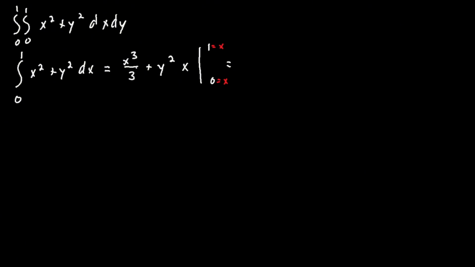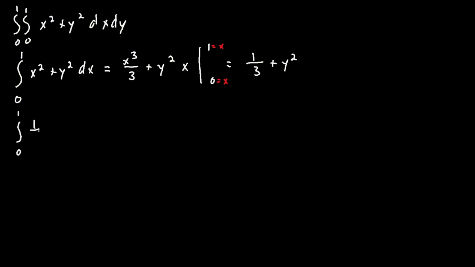When you substitute 1 into x here, you get 1 cubed, which is just 1, over 3, plus y squared times 1, which is just y squared. And 0 just sets everything to 0. So this is our integral with respect to x. Now we can integrate with respect to y.